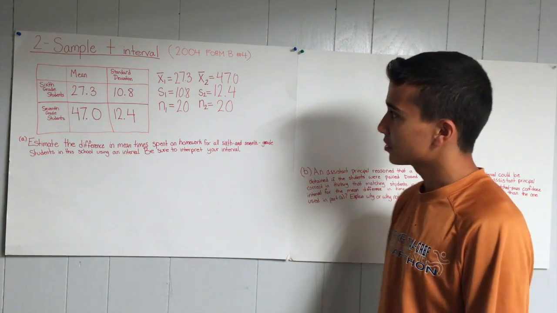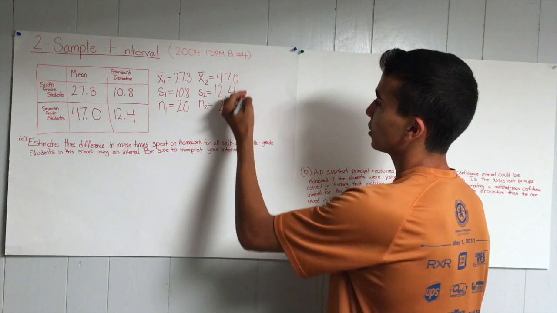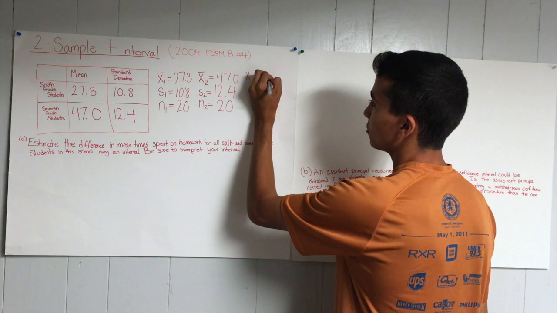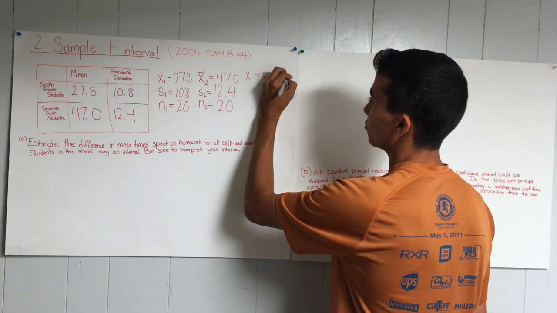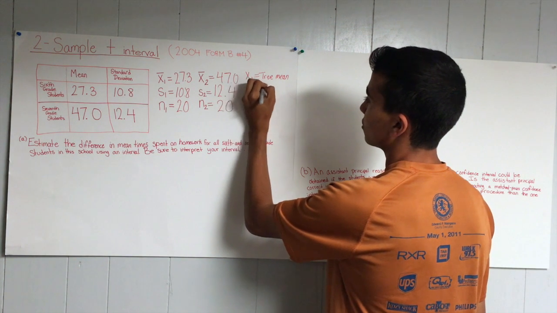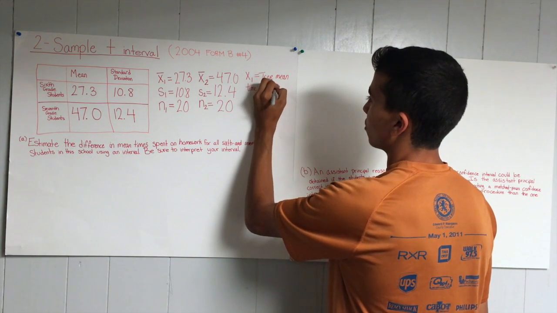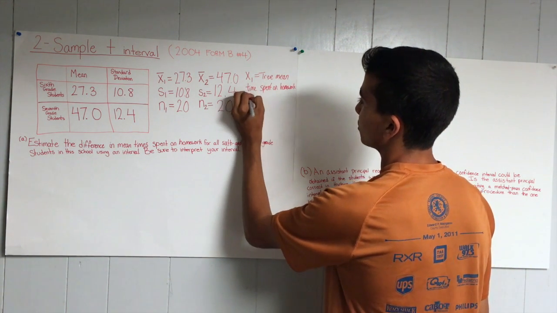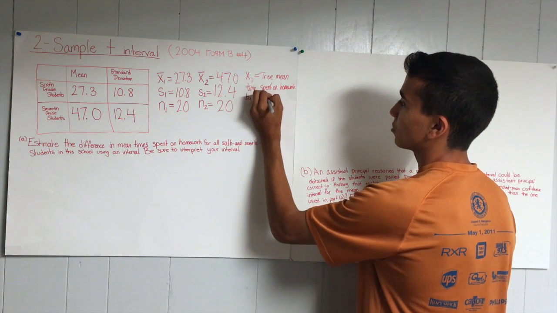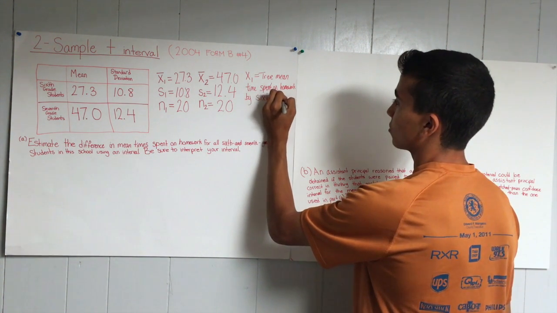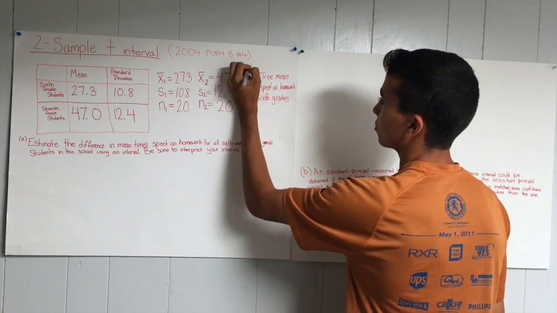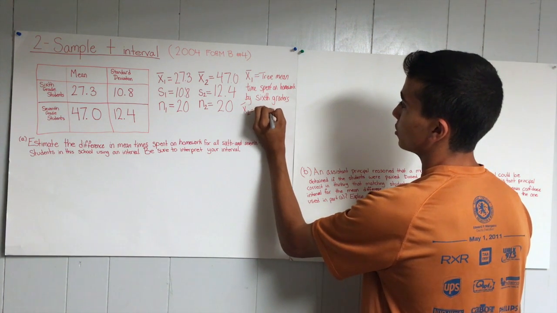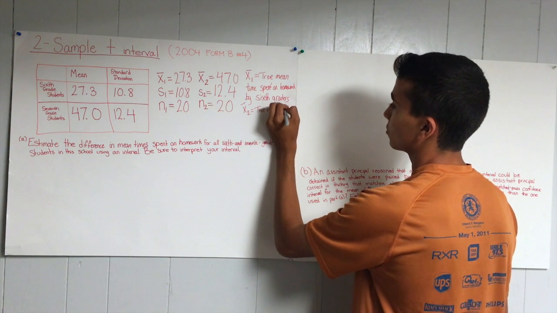Alright, given that, we must identify what mu 1 and mu 2 are. Mu 1 is the true mean time spent on homework by 6th graders. Mu 2 is going to be the true mean time spent on homework by 7th graders.